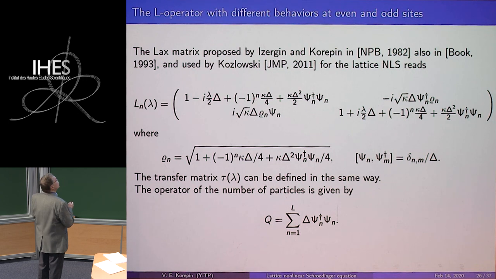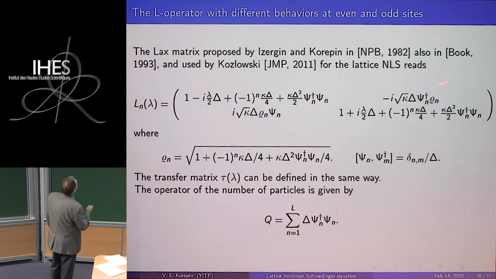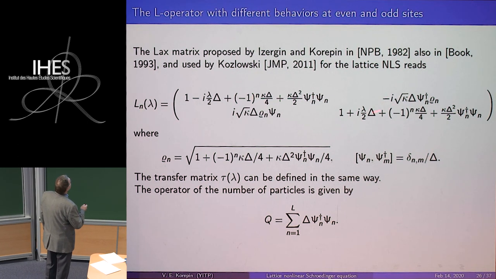So n, I think it was j before, so I'm sorry for changing notation. It was j, now it's n, and it's evidently different. All diagonal elements look the same, but this inhomogeneity also appears under the square root. And kappa now becomes psi. Sorry, I just copied from the other paper.